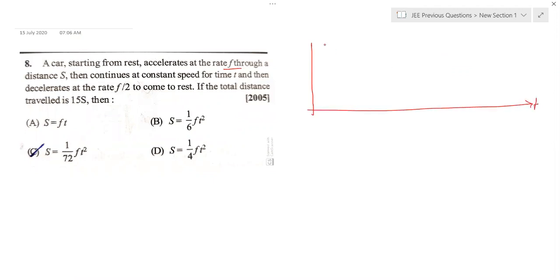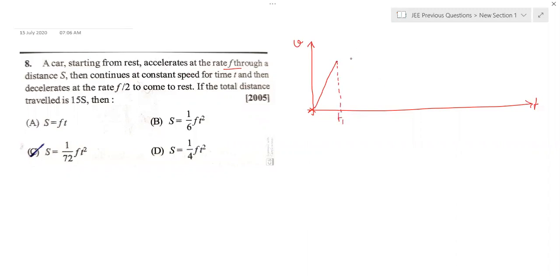This is the time and this is velocity. Now the body starts from rest and it is accelerating with acceleration f. So constant acceleration means this will be the graph between velocity versus time. Assume it is accelerating for a time t1. Let's take this is t1.